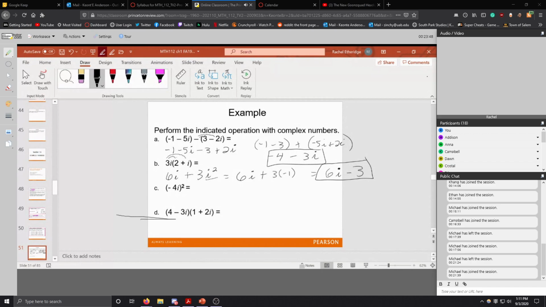Okay, this one, you've got to square this. So that's going to be basically -4 squared times I squared. -4 squared is 16. I squared is -1. So this is negative 16.